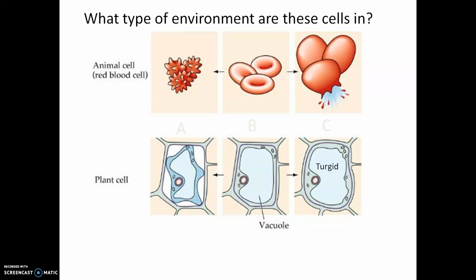Okay, so if we look at these different types of pictures, you could see what type of environment they'd be in. So our first one, picture A, you could see an animal cell versus a plant cell. You see they look very shriveled, so that would be a hypertonic environment. Our middle cells, group B, they look normal, so that would be our isotonic environment. And you can see in group C, we have our animal cells bursting and our plant cells very swollen, so that would be our hypotonic environment.